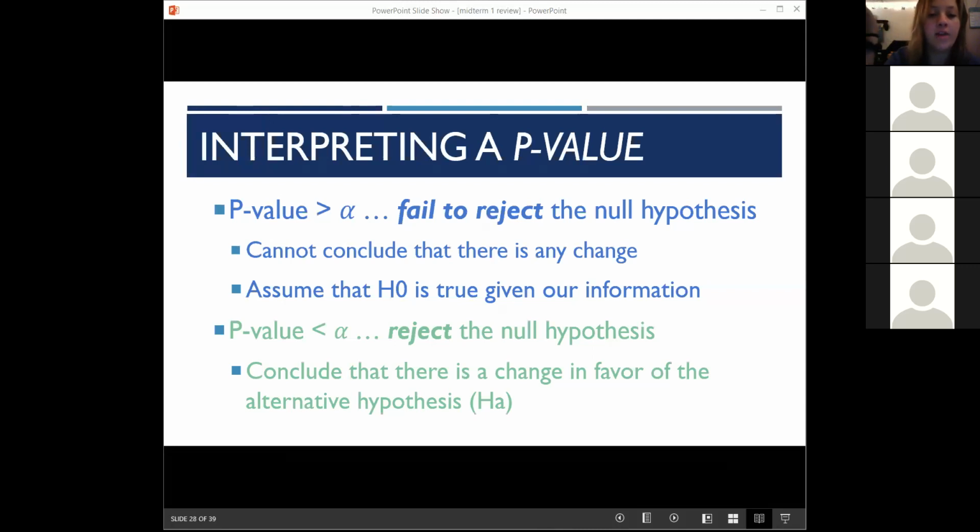If our p-value is greater than alpha, that's saying there's a higher probability that we have made an error. Remember, our significance level is our alpha level. So if the p-value is greater than alpha, we're going to fail to reject the null. We're still going to keep our assumption that the null is true and that there's no change. And if our p-value is less than alpha, we will be able to reject the null hypothesis. This will be in favor of our alternative, which is talking about having some sort of change. We favor that if our p-value is less than alpha, because there's a lower probability that we made an error there.